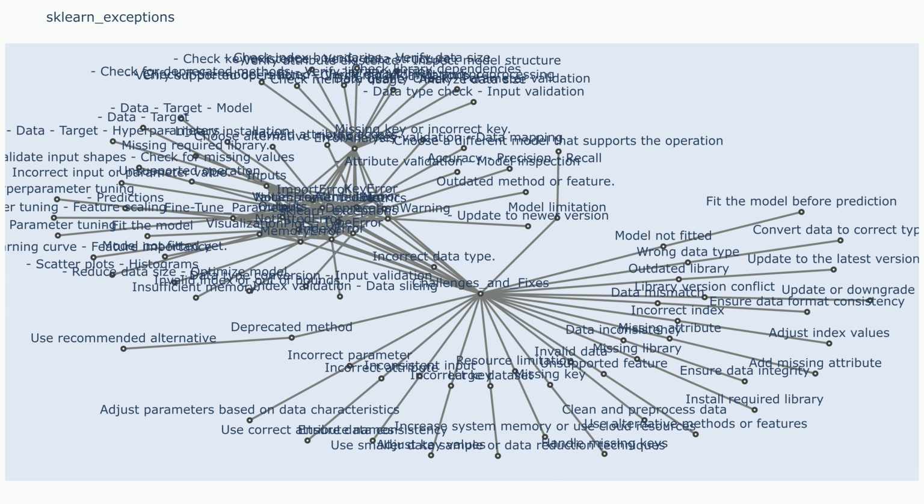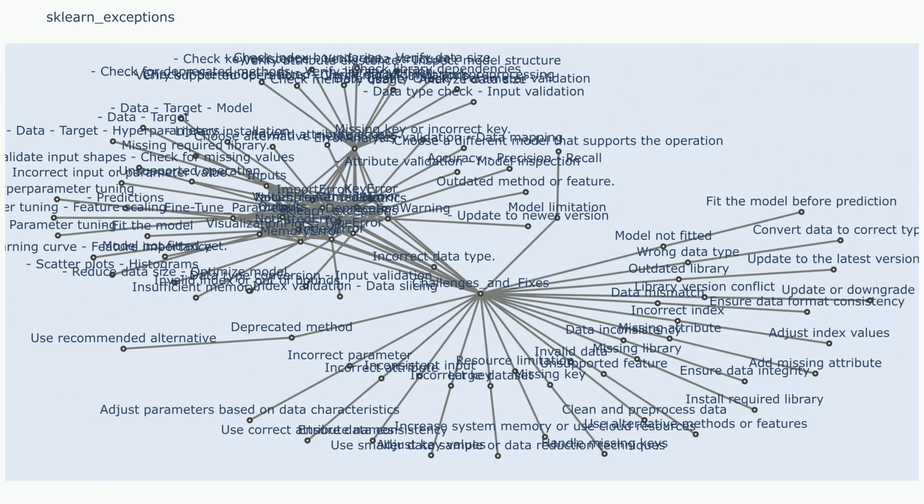Metrics. Accuracy. The proportion of correct predictions made by the model. Precision. The proportion of positive predictions that are actually correct. Recall. The proportion of actual positive cases that are correctly identified by the model. F1 score. The harmonic mean of precision and recall.